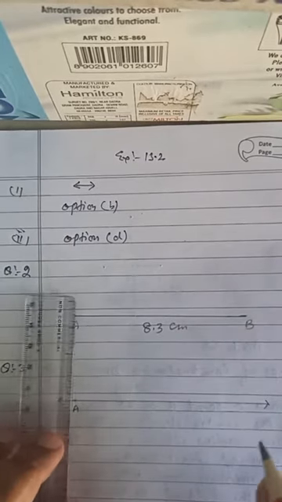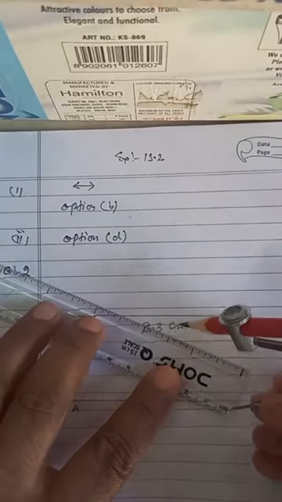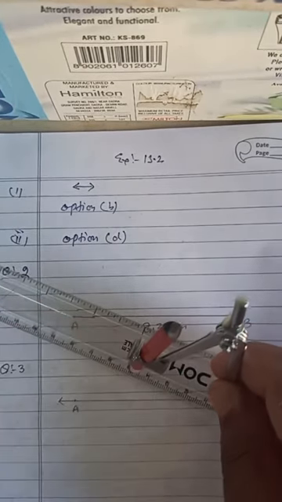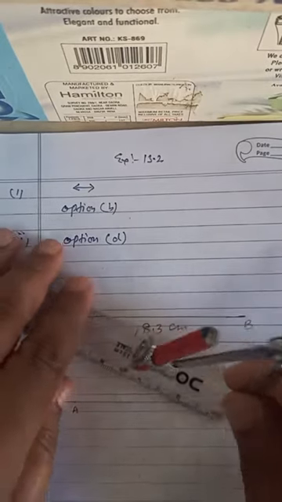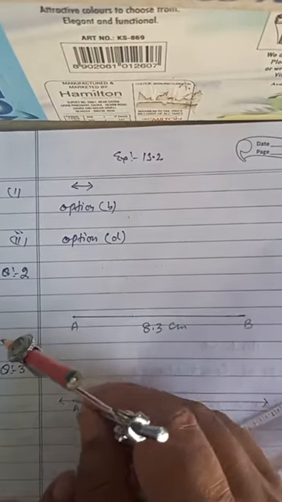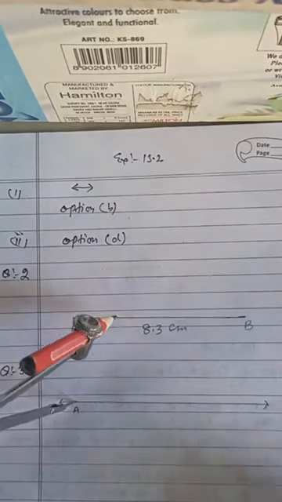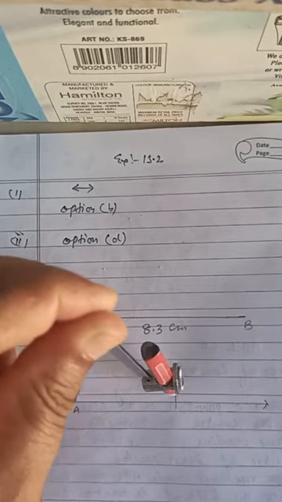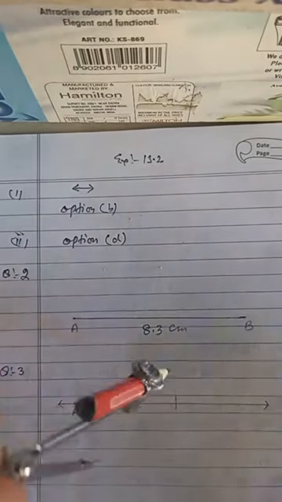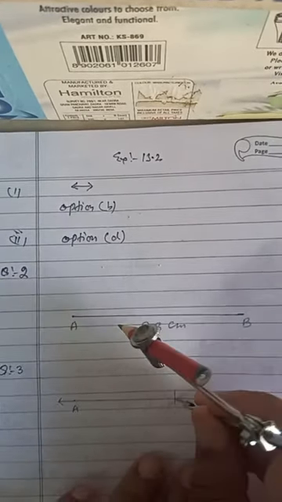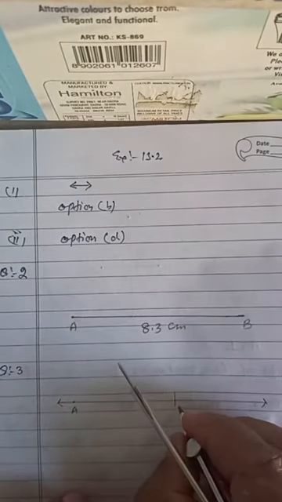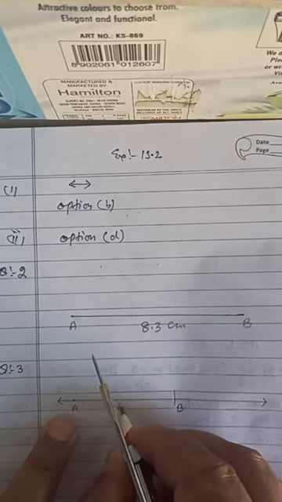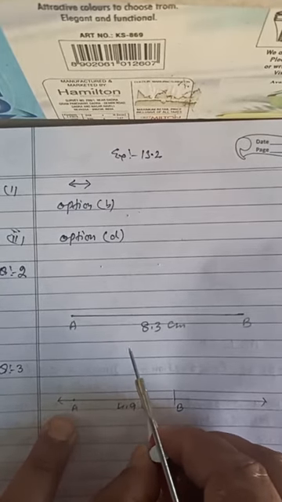Now we will open the compass equal to 4.9 centimeter. Keep the tip of your compass at the starting point and open it till 4.9. So it is exactly 4.9 now. Keep the tip of your compass at this point A. After keeping it at point A, mark a small arc on the line. Let this point be B. This point is B. Now it is a line segment of length 4.9 centimeter.